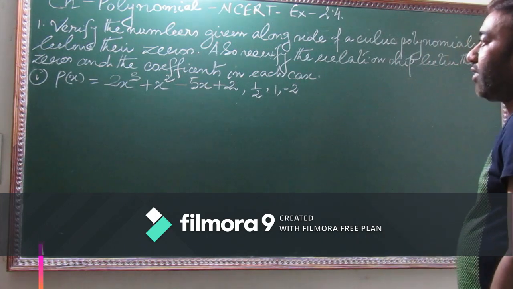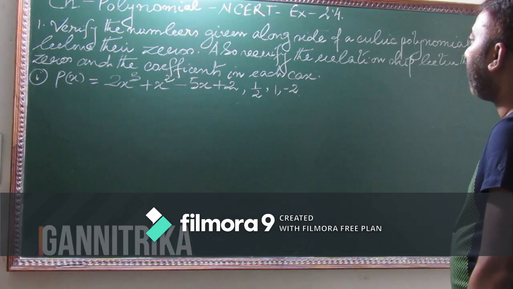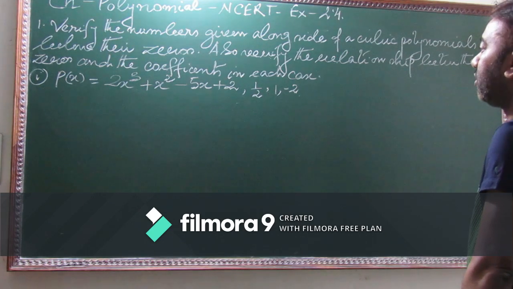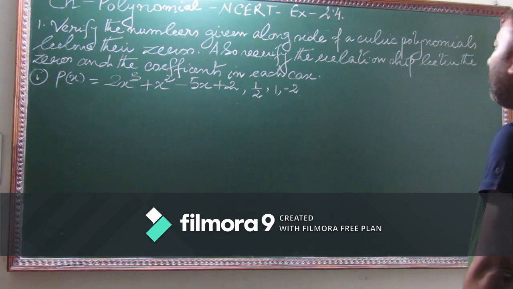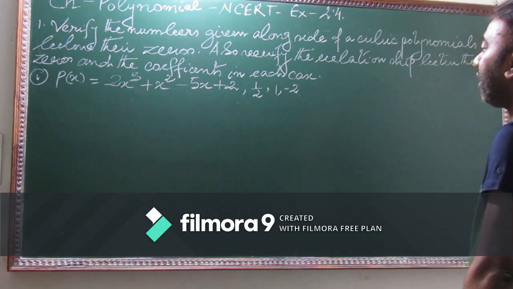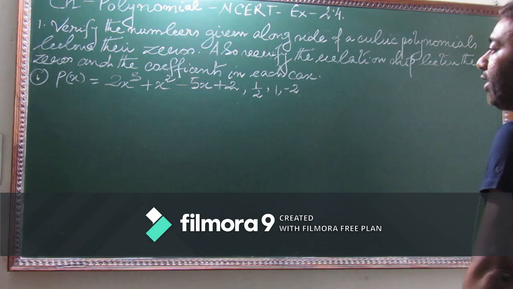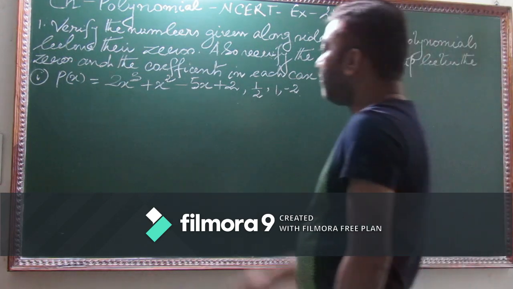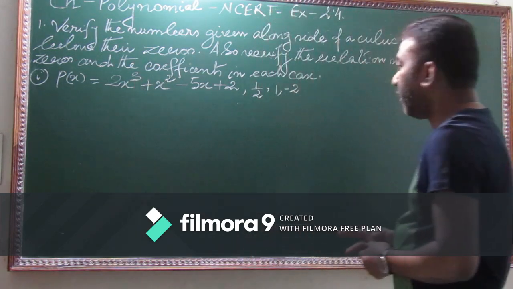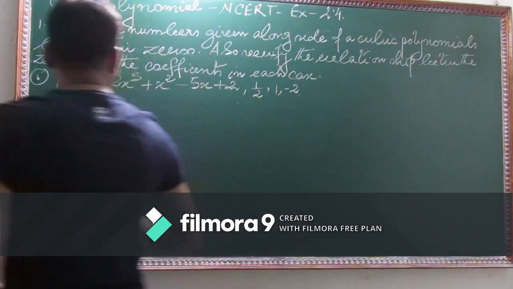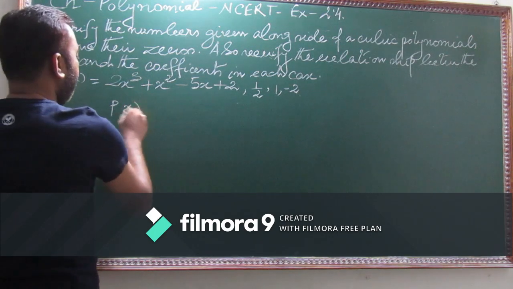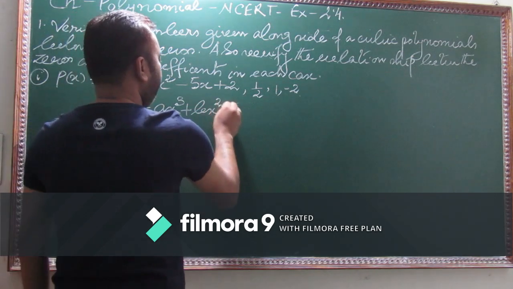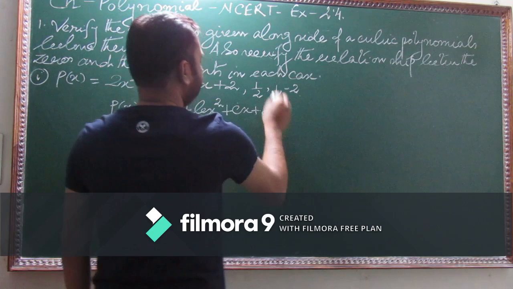In the first question they said: verify the numbers given alongside of the cubic polynomials below are their zeros. Also verify the relationship between the zeros and the coefficients in each case. So I need to explain the basic thing: because this is of degree 3, it is a cubic polynomial. We know that the general form of the cubic polynomial is p(x) = ax cube + bx square + cx + d.